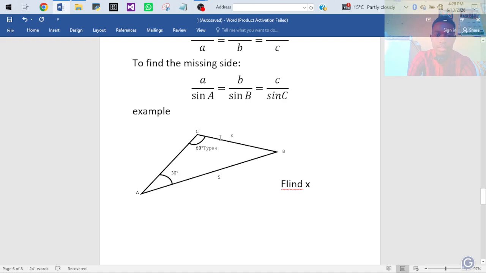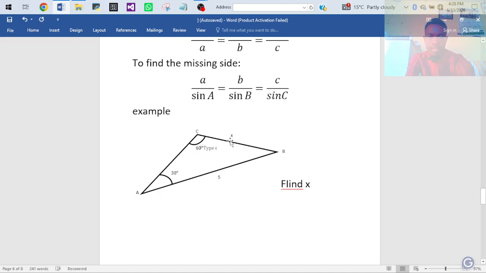Because if we were given another side here, that is when we would use the cosine rule. In this case we do not have another side here. We cannot use Pythagoras theorem because this is not a right angle triangle. So we now use the sine rule.